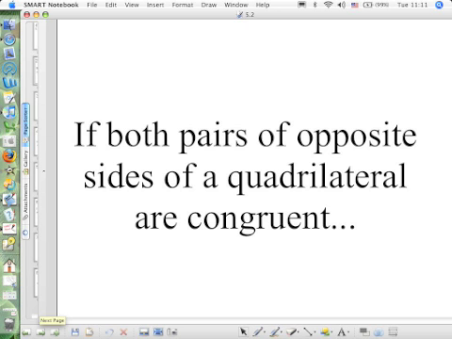The first thing is, this is our first theorem. If you are given a four-sided figure and you do not know that it's a parallelogram, but you do know that both pairs of opposite sides are congruent, then it is a parallelogram.